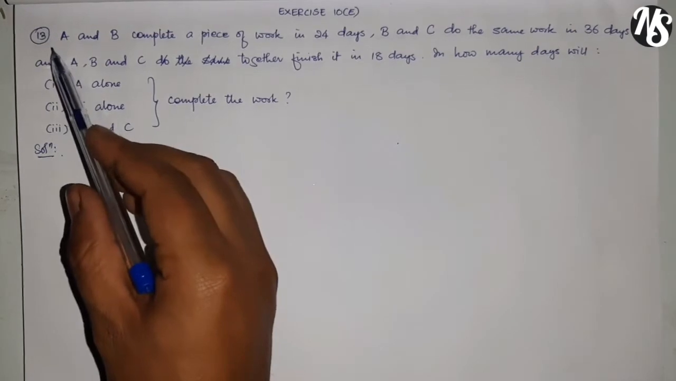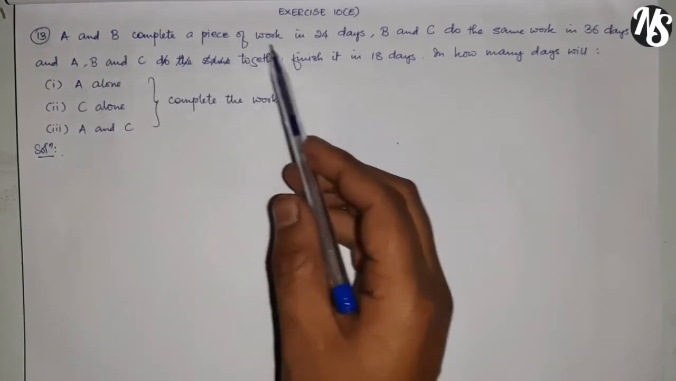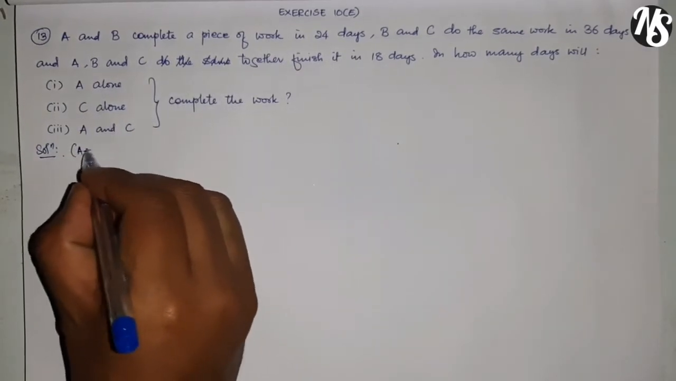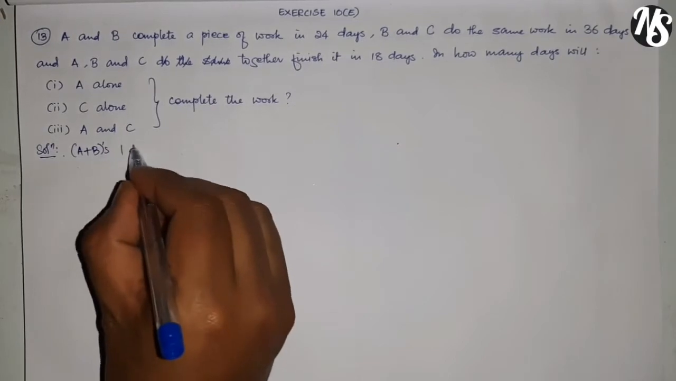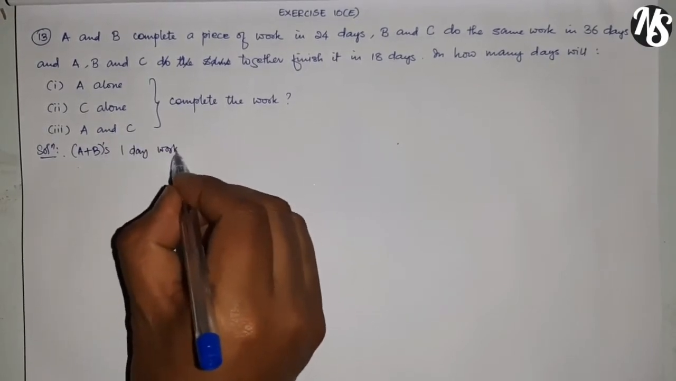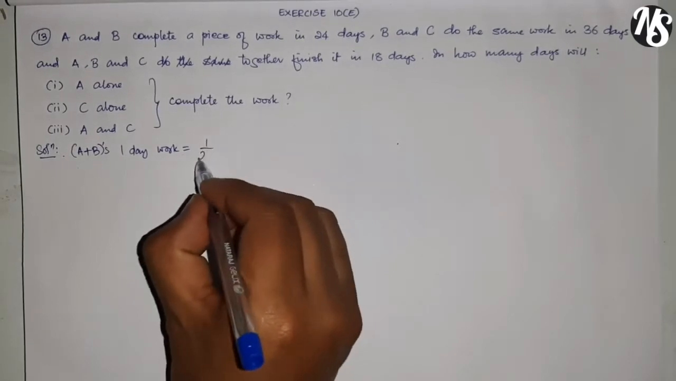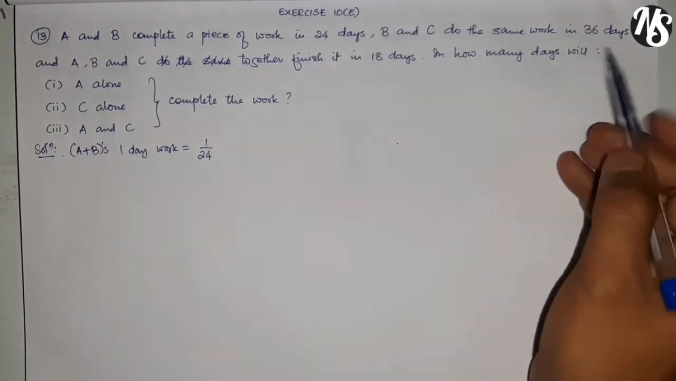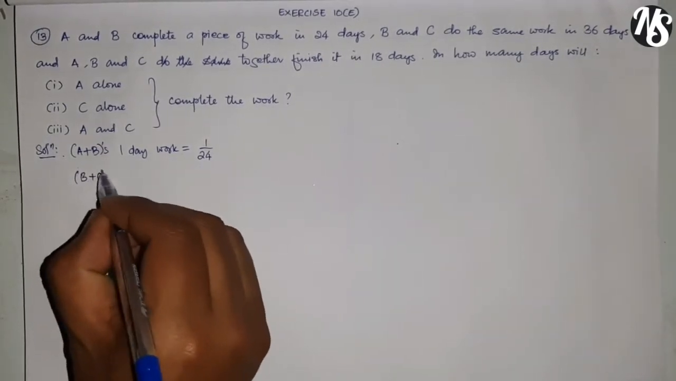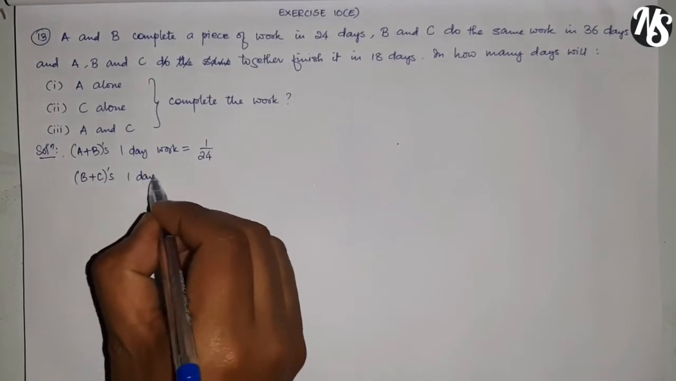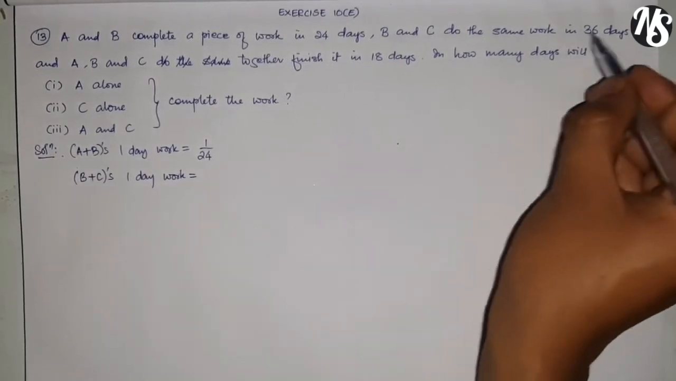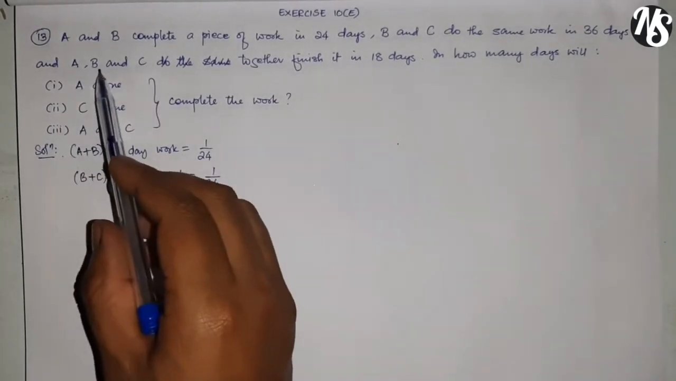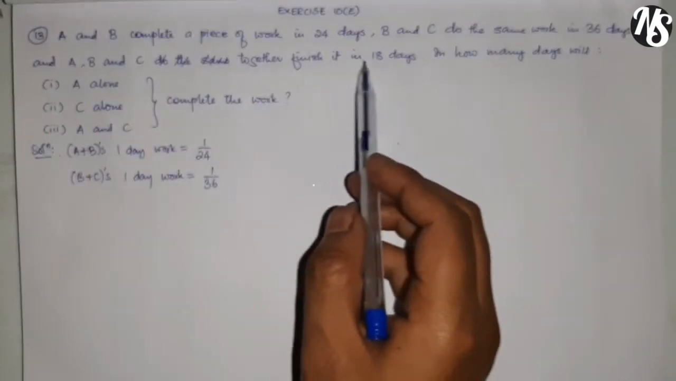So question number 13 says, A and B complete a piece of work in 24 days. Okay, so A and B completes means let's find what is A and B's 1 day work. So their 1 day's work is going to be 1 by 24. B and C can do the same work in 36 days. That is, B and C's 1 day work is going to be equal to the reciprocal of 36, that is 1 by 36. Okay, and A, B and C together finish it in 18 days.